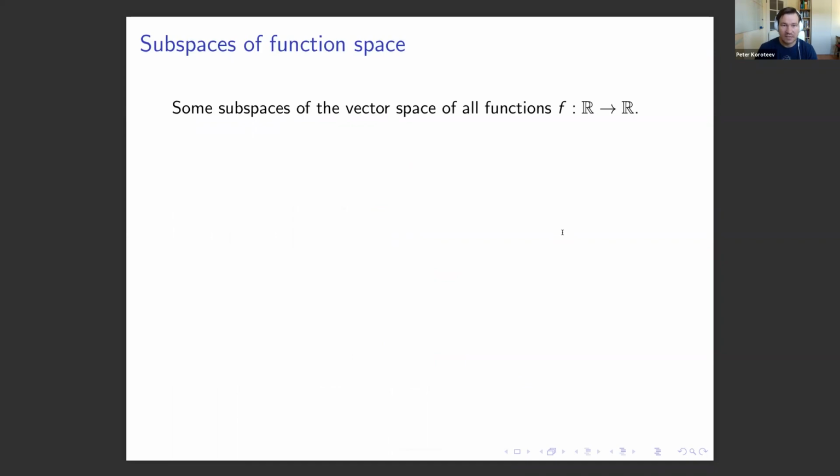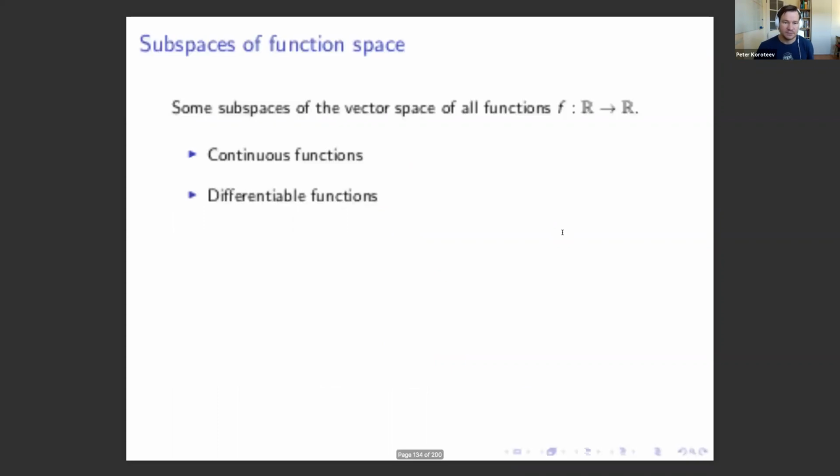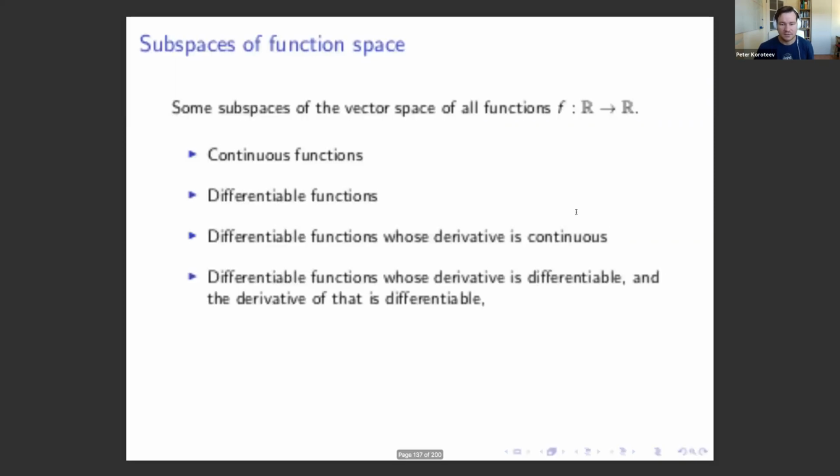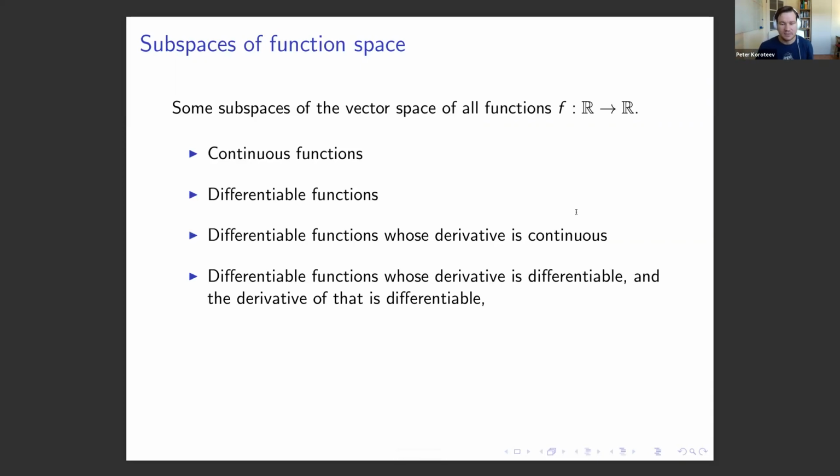Let's talk about subspaces of function space, some subspaces of the vector space of all functions from R to R. Continuous functions: if you have two continuous functions, you can add them, you can multiply them by a number, and they remain continuous. Zero is a continuous function, and so on. Differentiable functions: the same is true here. If you remember the theorems of calculus, if functions f and g are differentiable, so is their linear combination. Then continuously differentiable functions, and so on. So there are various classes of functions, like C^n, where C^n stands for n times continuously differentiable functions, that is, continuity of the nth derivative.